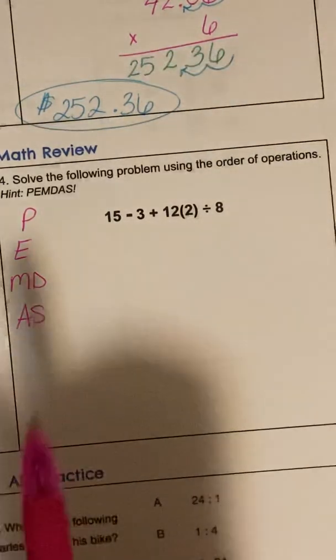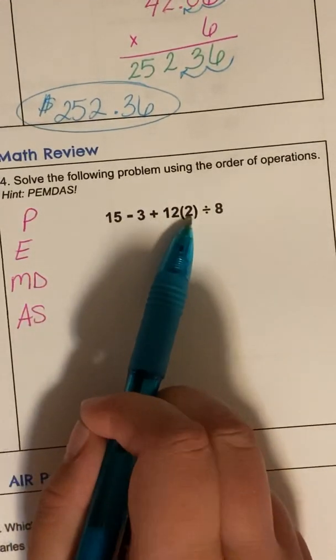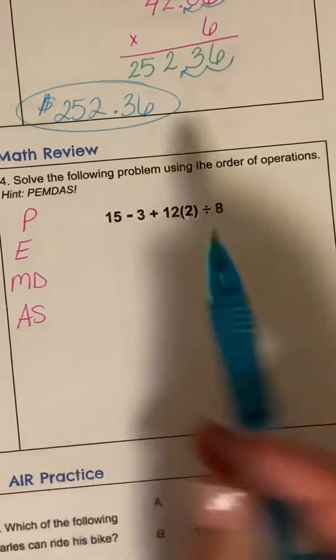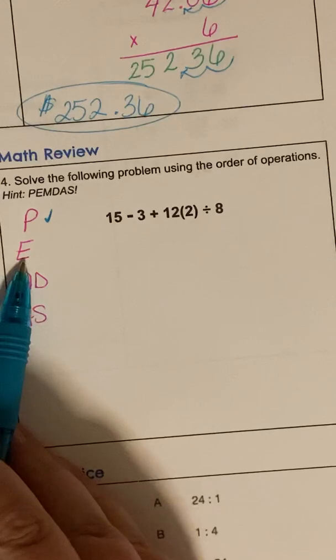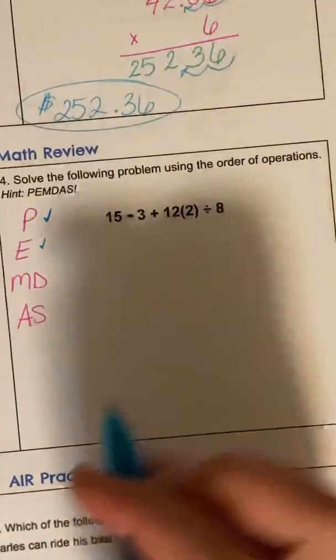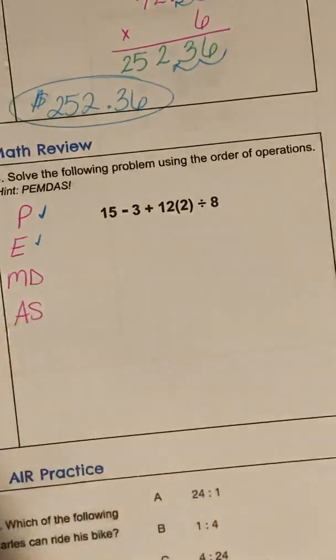All right, so what do we have first? Do we have any parentheses? We do, but is everything inside the parentheses completed and solved? Yes, so we're done with our parentheses. Do we have any exponents? Nope, no exponents. Done with our exponents. Do we have multiplication or division? I see multiplication and division.